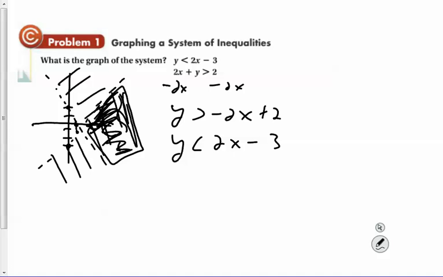This is called the feasible region. Anything in this little part is a solution to this system. Does that make sense? It should. It's not too tough. It's actually quite easy. So why don't you pause the video, do the got it, and I'll see you back here in a minute.